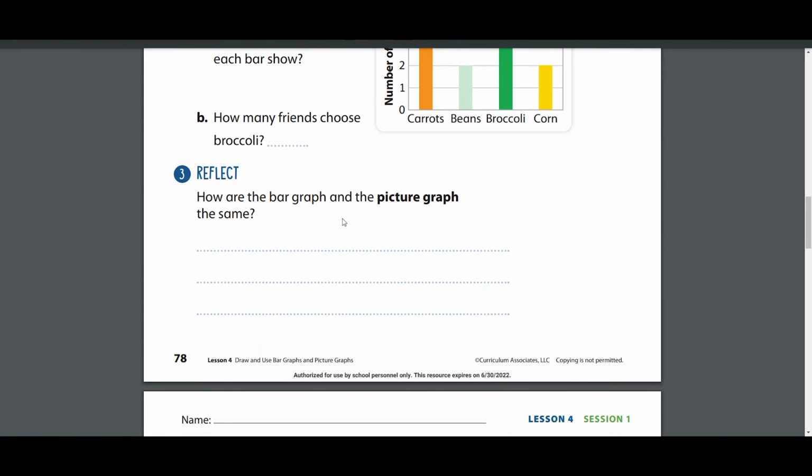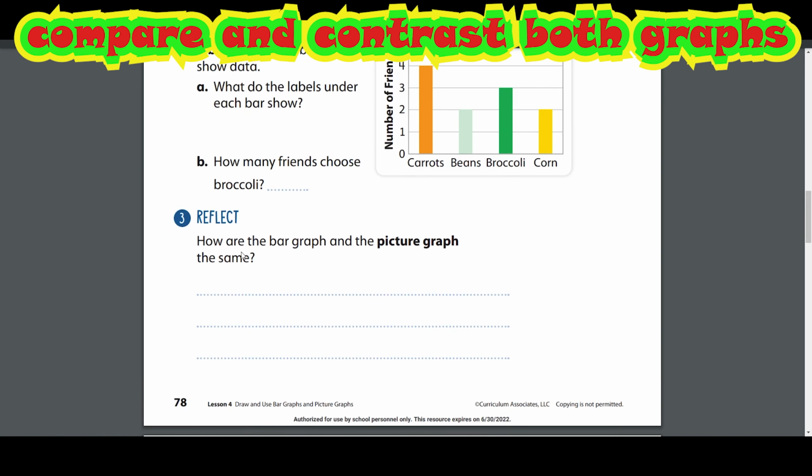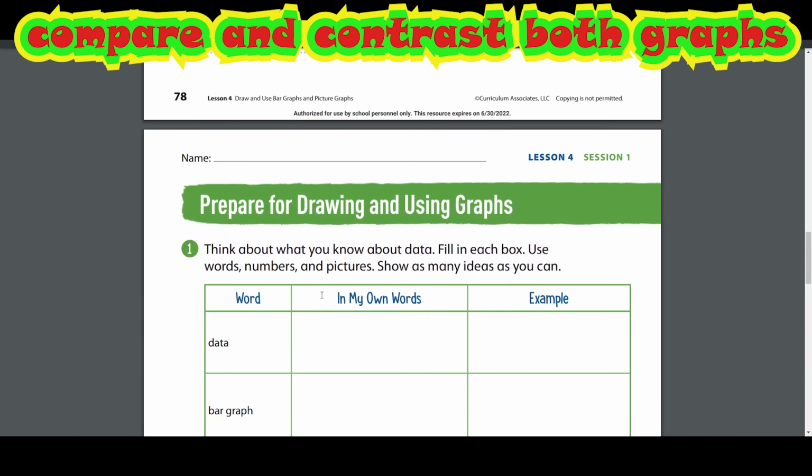How are the bar graph and picture graph the same? They are the same because they show, or they represent, data. That's how they are alike. And how they're different: they show data in a different way, but with the same meaning.